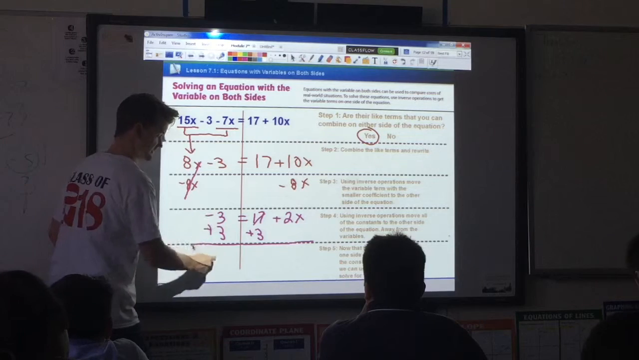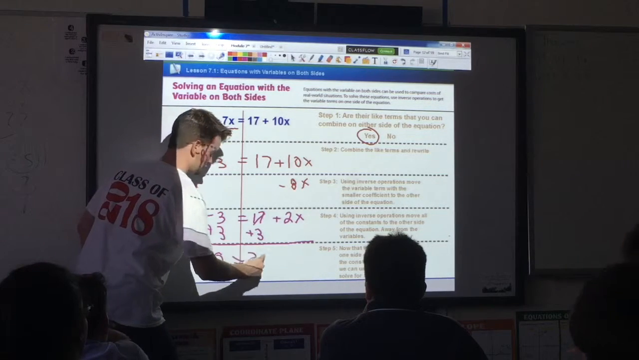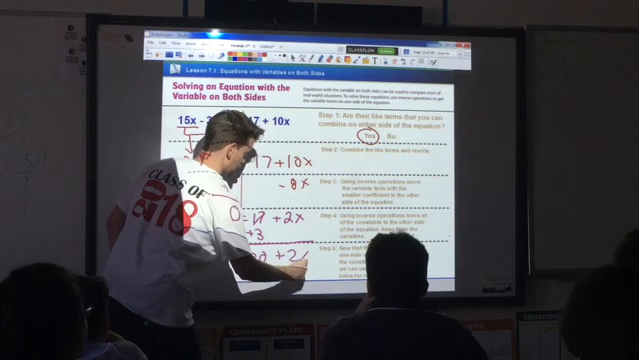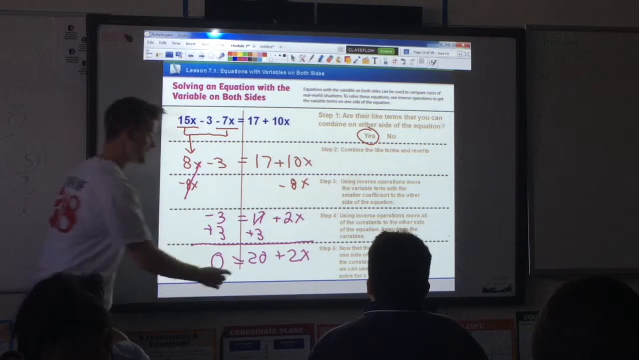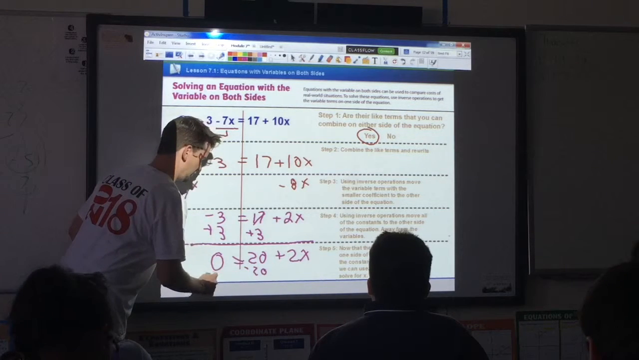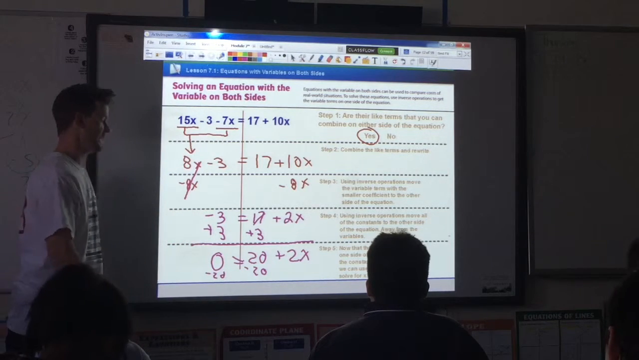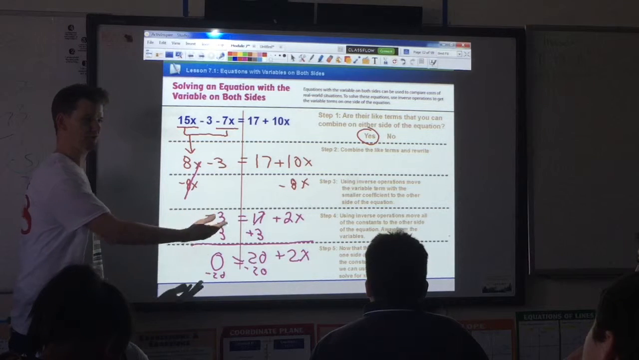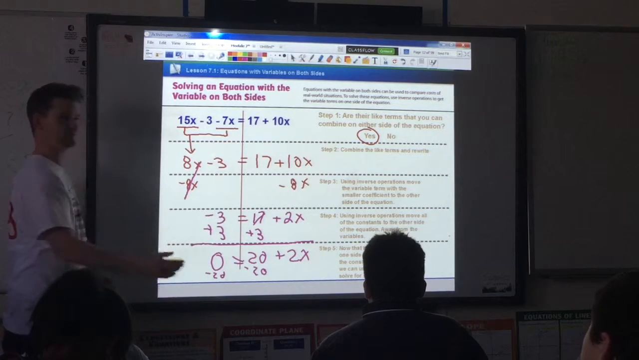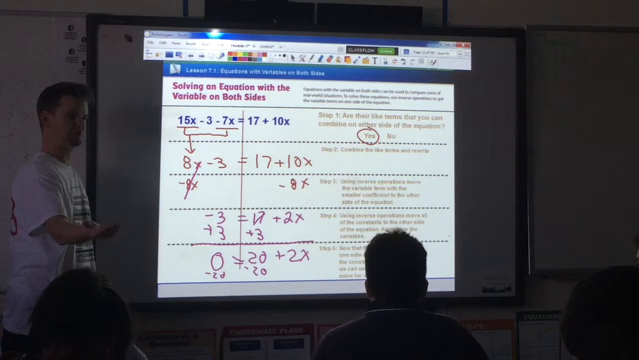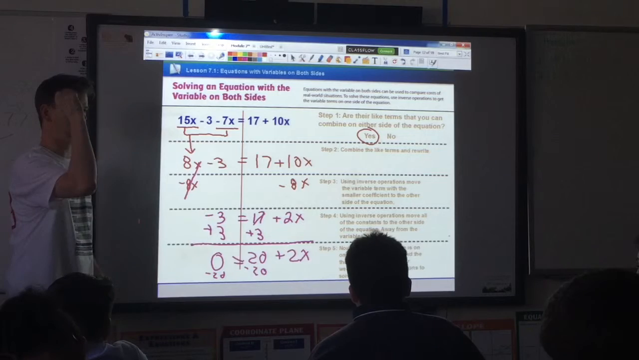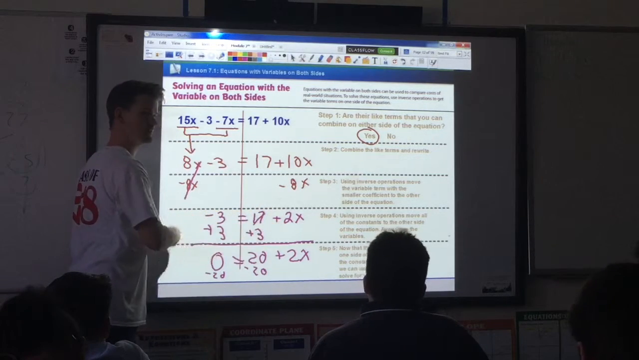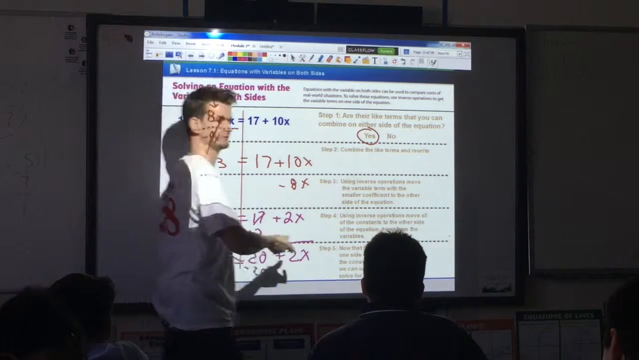You would end up with 0 equals 20 plus 2x. Can you solve that? Well, you could, but now you have to go back and subtract 20 from both sides because you need all the constants on one side and all the variables on the other, and you still end up with negative 20 equals 2x. But now you have done an entirely additional step for no reason. So once you get your variables on one side, it should click in your mind: now you want to get all the constants on the other side. That makes sense?